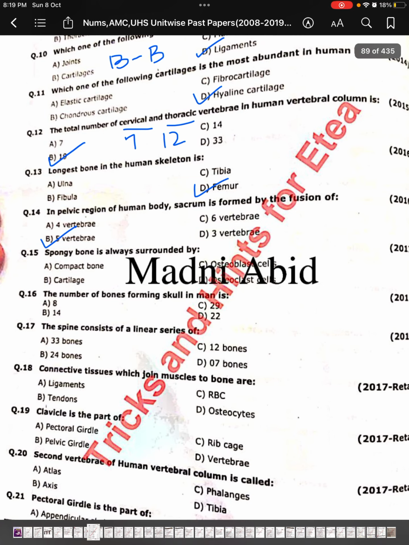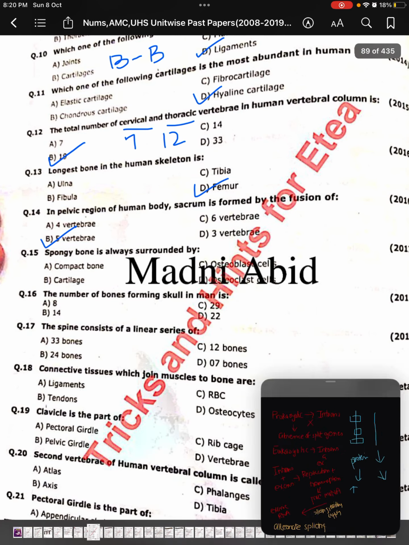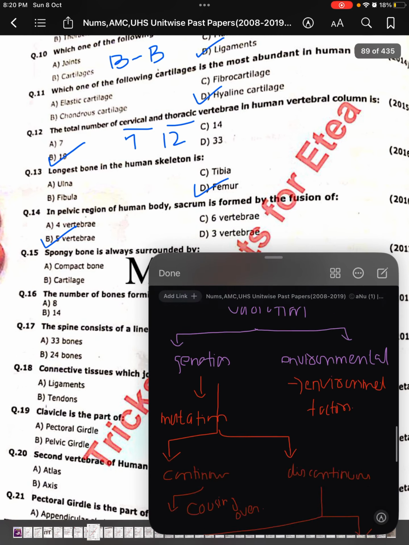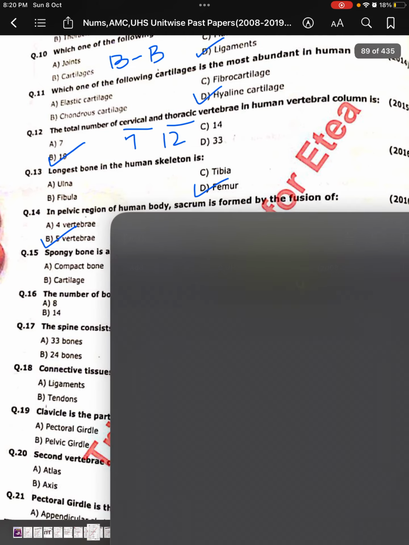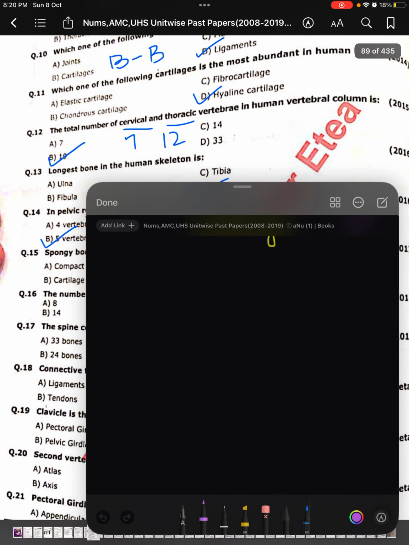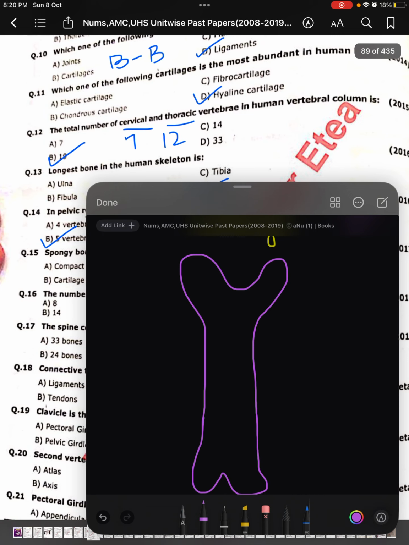Now, spongy bone is always surrounded by what? Compact bone, cartilage, osteoblast, or osteoclast. Spongy bone. Basically, in the structure of bone, what I remember right now is that the bone was like this, right? Here this was diaphysis, this is metaphysis, and this is epiphysis. So basically in epiphysis we had this spongy bone, and here we had that red bone marrow.